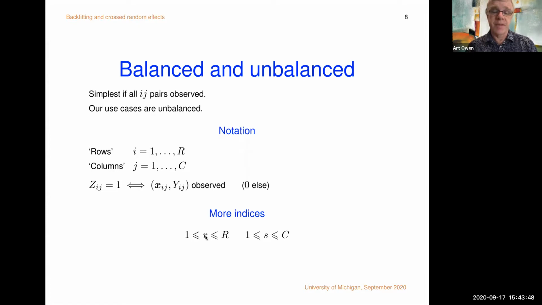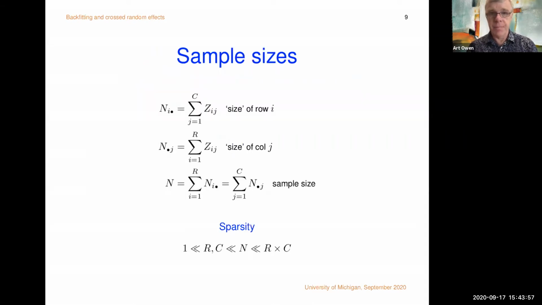And then we're going to need extra indices, so it won't just be I and J indexing our table. We'll also use R and S. Zij is a 1 if we saw observation IJ. If we sum that up over J, then we get the number of data points in row I, or the size of row I. We can also get the number of data points in column J, we just sum over index I. And the total sample size is the sum of the row sample sizes and the sum of the column sample sizes.